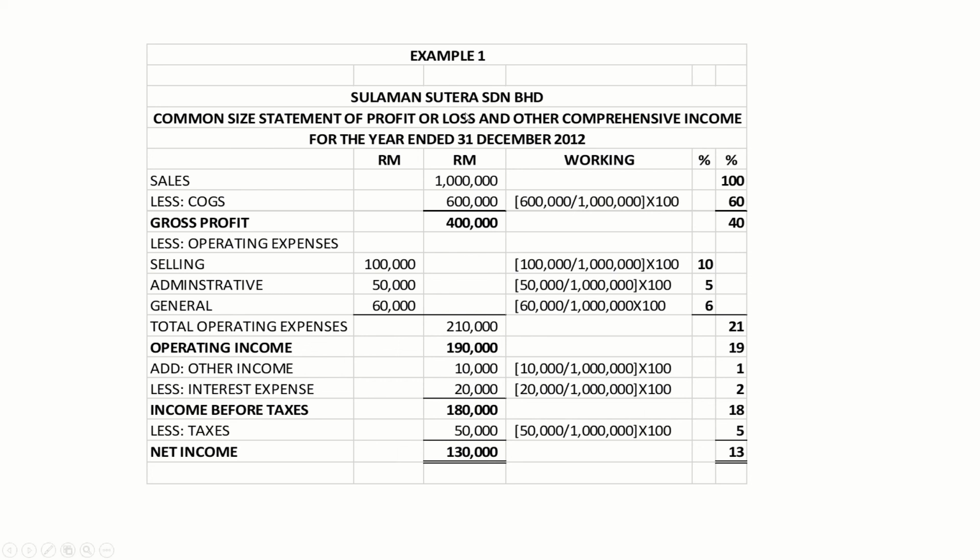For example, here we have the common size statement of profit or loss and other comprehensive income for the year ended 31st December 2012 for Sulaiman Sutera Sdn Bhd. By looking at this income statement, we can see that in 2012, the amount of money that the company paid for selling expenses is 10%, administrative is 5%, and general is 6%. The company also pays interest, which is 2% of the total revenue for the year.